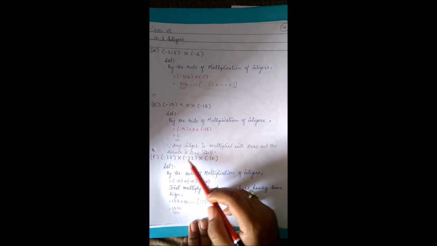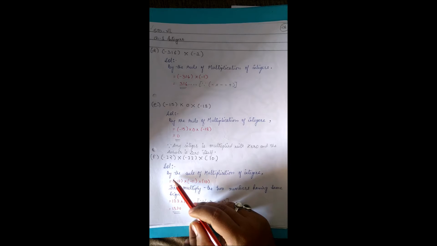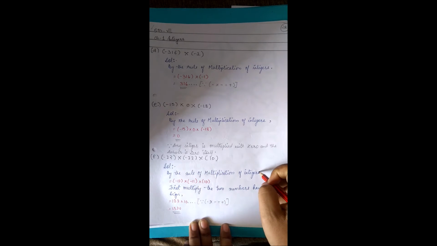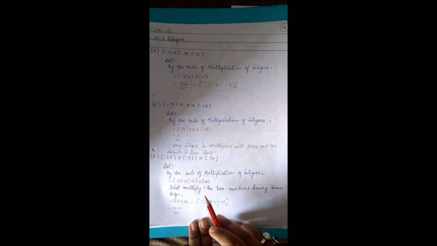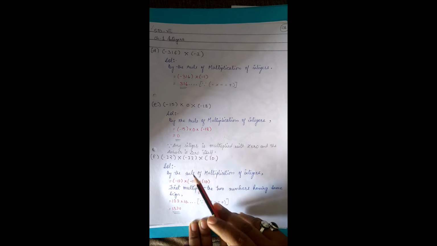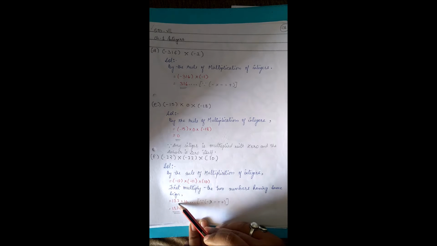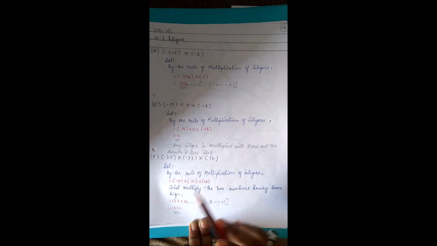Next is minus 12 into minus 11 into 10. By the rule of multiplication of integers, first multiply the two numbers having the same sign. Minus 12 and minus 11 have the same sign, that is minus, so we multiply them. 12 into 11 is 132. Minus minus will become plus, into 10. So 132 into 10 is 1320.